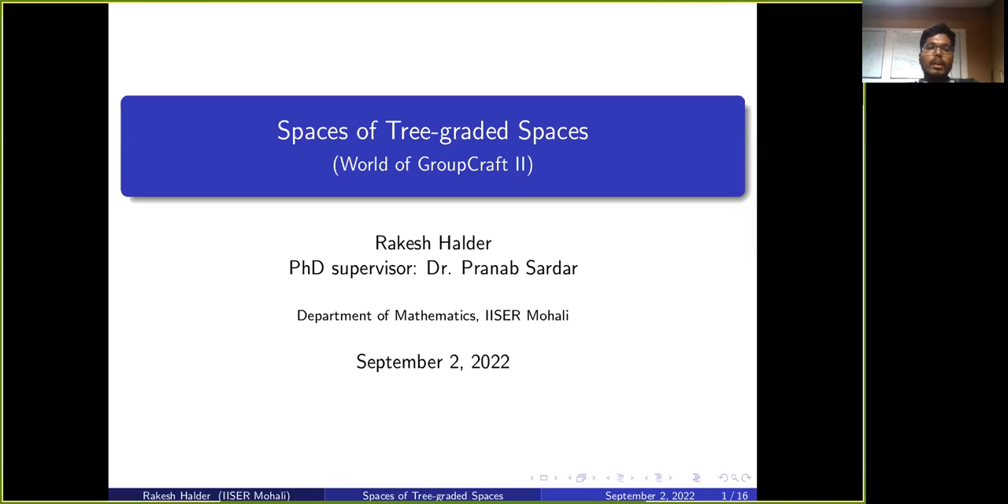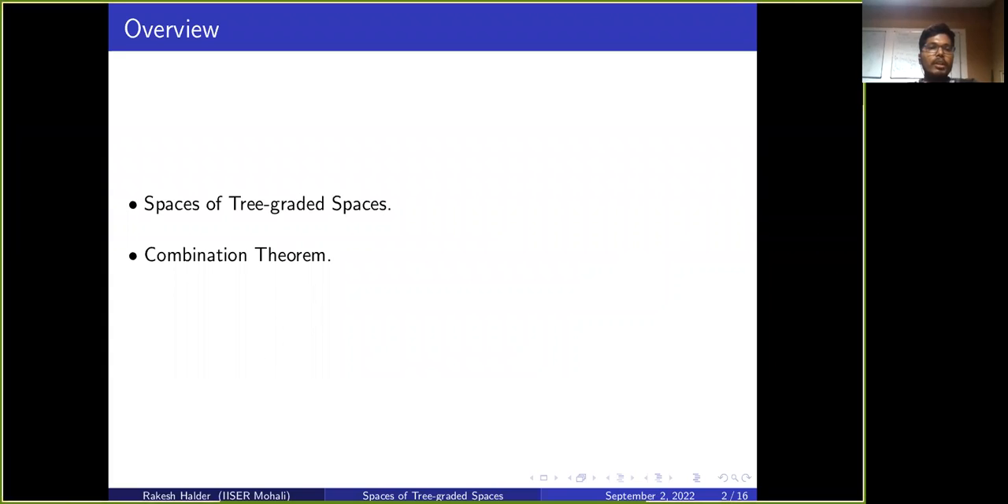In this talk, we will see a combination theorem for spaces of tripod spaces. First, we define the terminology used in this work, and then we state the combination theorem.